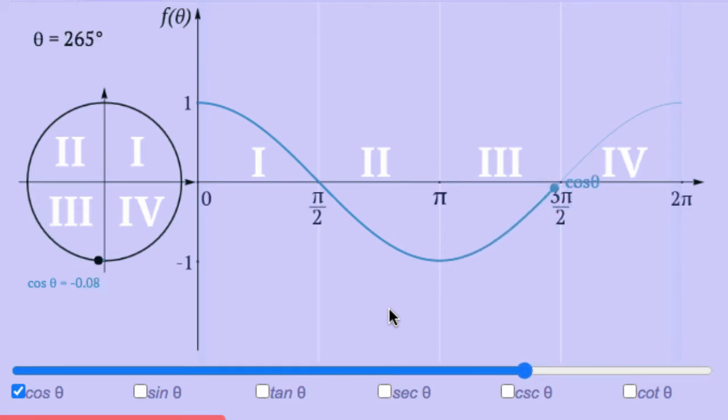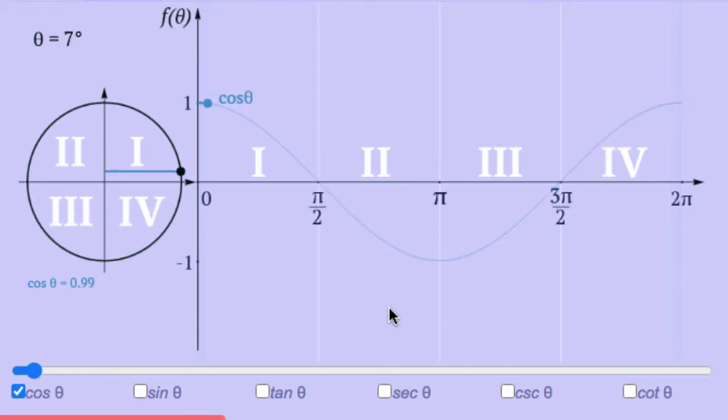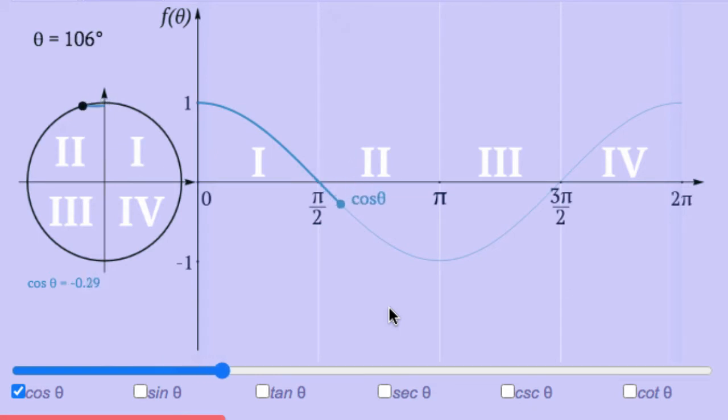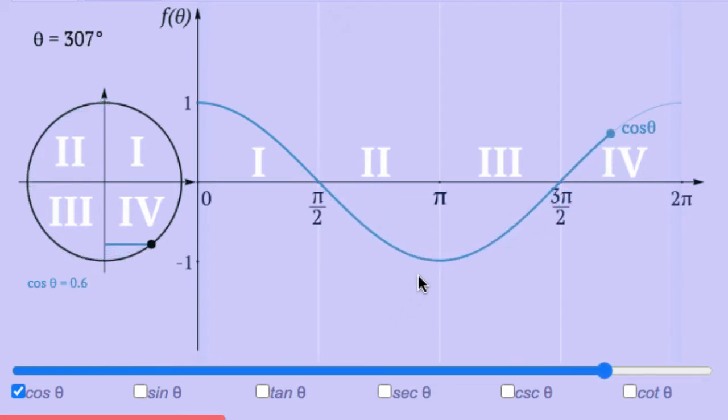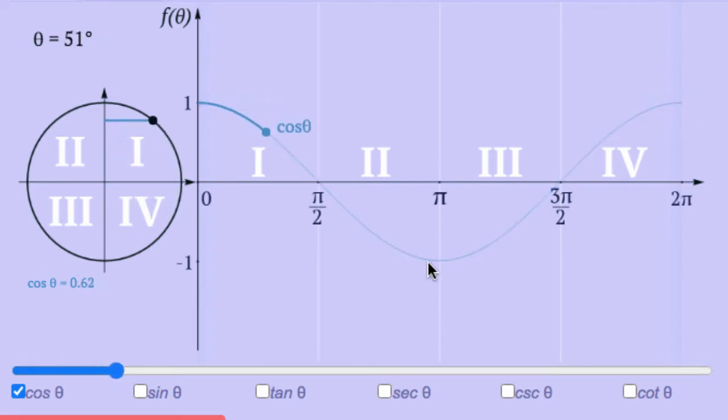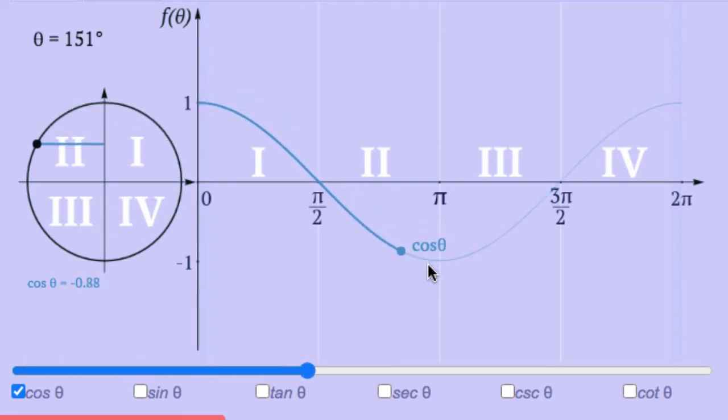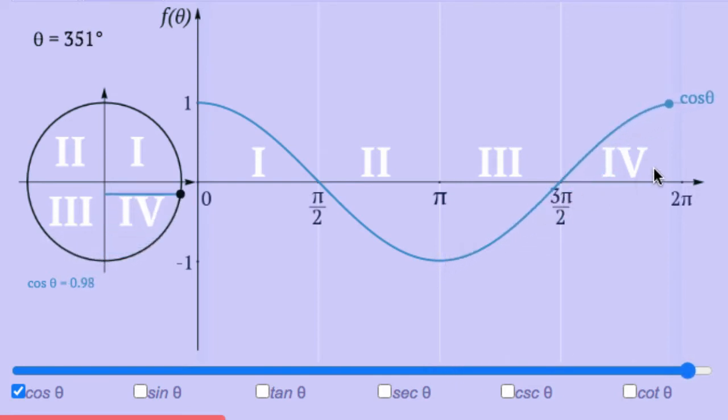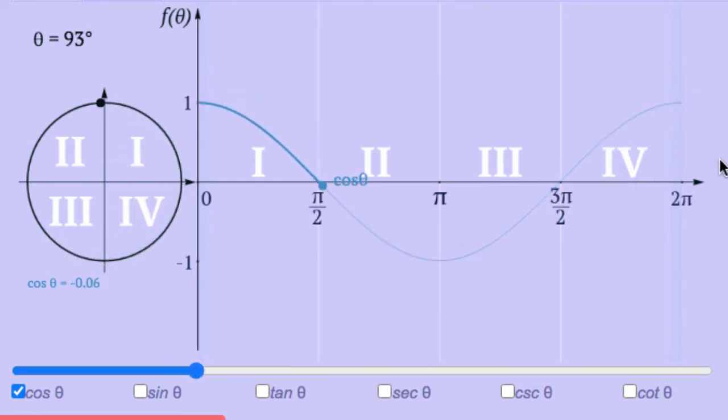So at 0 radians or 0 degrees, that's a maximum. And then decreases to 0, and then a minimum at pi for -1, and then increases to a 0 at 3 pi over 2, and then maximum at 2 pi, starting over again.